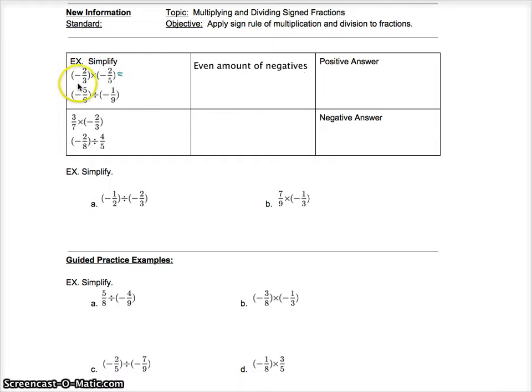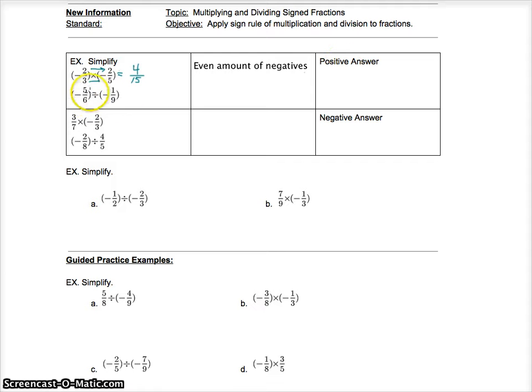So here I've got two negative numbers, 1, 2. So my answer is going to be positive, and then I just multiply straight across. So I'll have positive 4 over 15. The same holds true for division. If I've got an even amount of negatives, I'm going to have a positive answer.